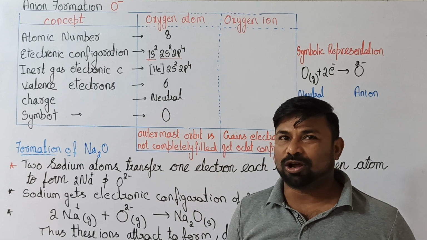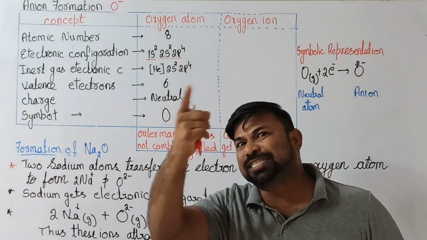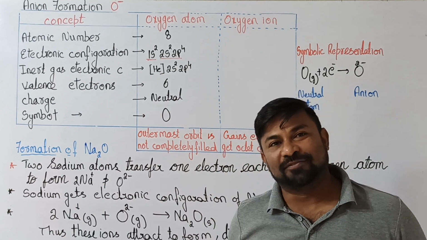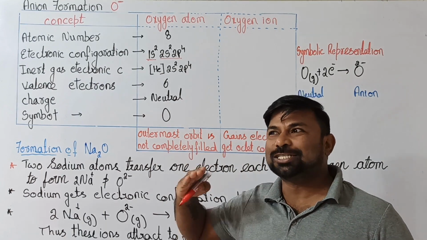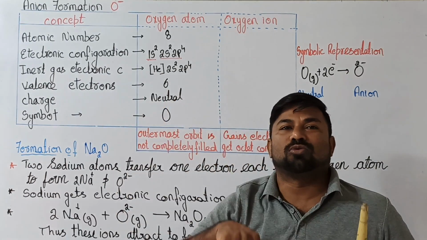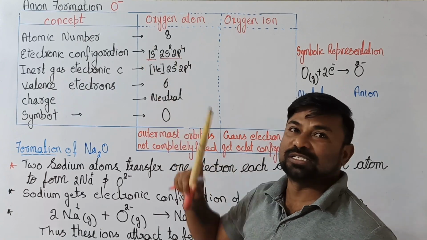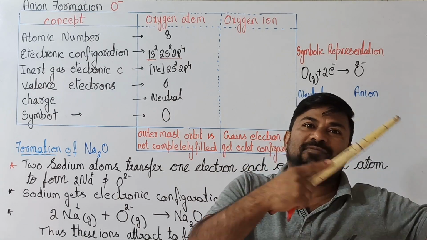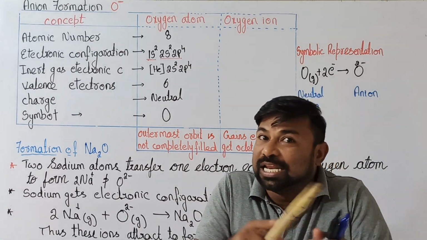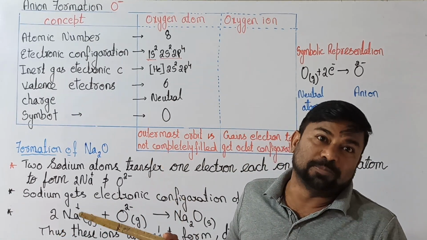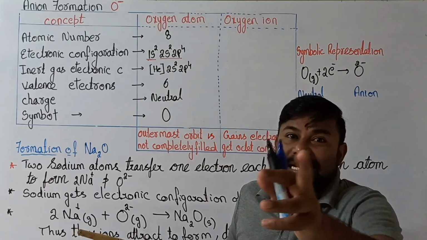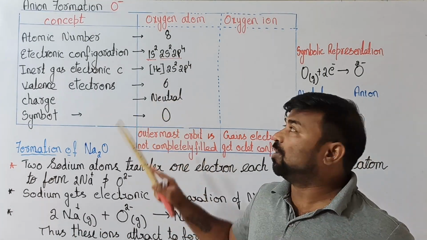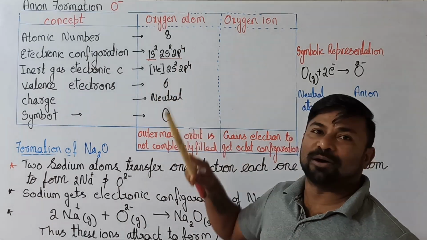What is the octet configuration? ns2, np6. But here how many do we have? 4, means it is not completely filled. What is already filled till now is the first orbit. If we have filled the first orbit and then we enter the second orbit, till where have we completed? First orbit, means we have completed till helium. Helium, then comes the second orbit.